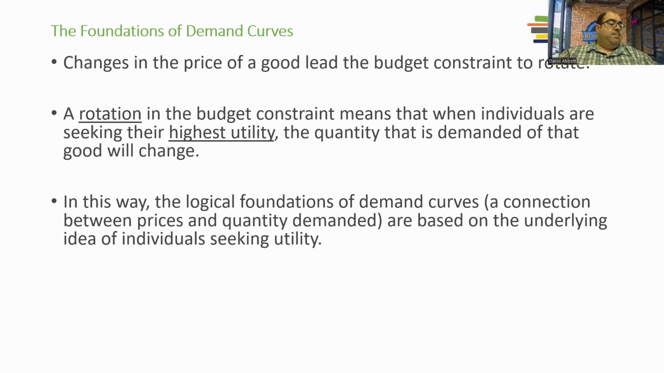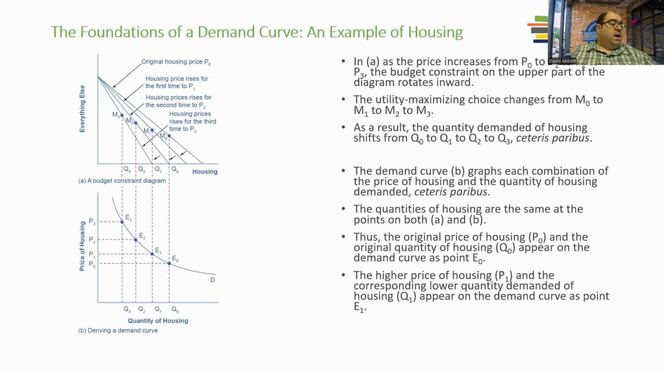Figure 6.5 shows a budget constraint with a choice between housing and everything else. On the vertical axis, we put everything else, which can be a useful approach in some cases, especially when the focus of analysis is on one particular good. We label the preferred choice on the original budget constraint that provides the highest possible utility M0. The other three budget constraints represent successively higher prices for housing, which are P1, P2, and P3.